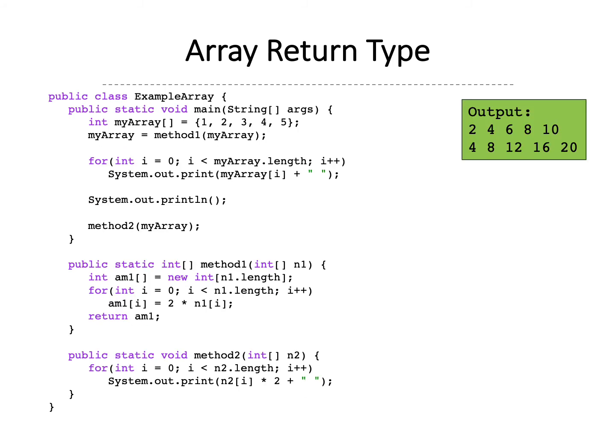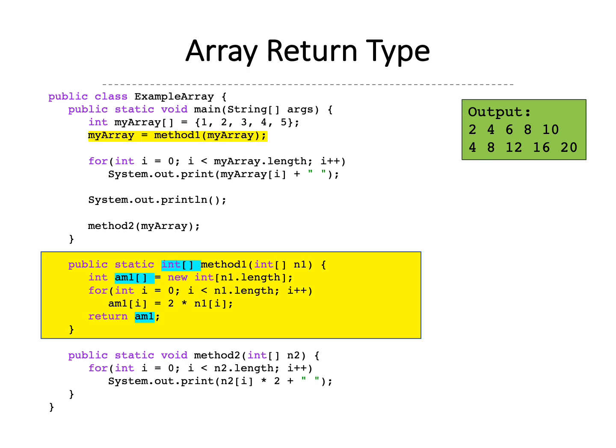What if we want to return the whole array instead of just one value? Let's look at this example where we have a class called ExampleArray. Here we have public static int array method1 int n1. So it returns an array and the parameter is also an array. Because the return type is an array of int, the return statement should return an array of type int. Here, it returns an array called am1.